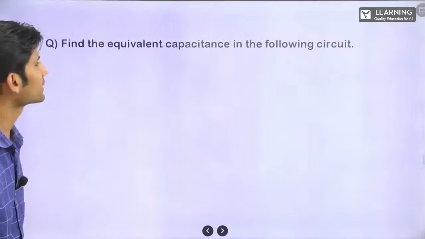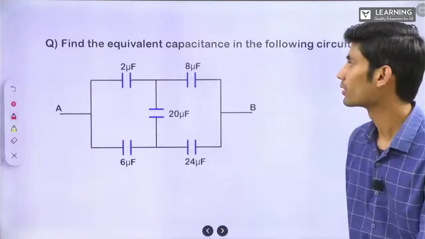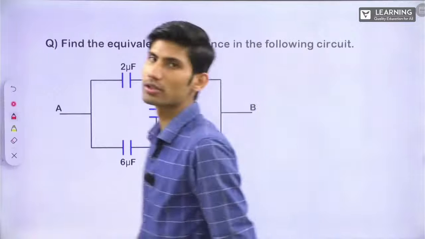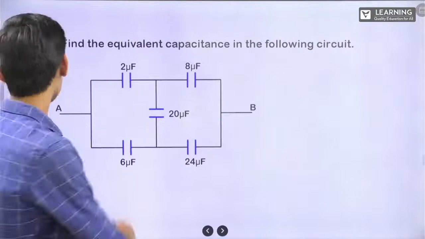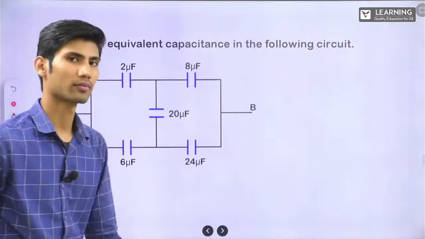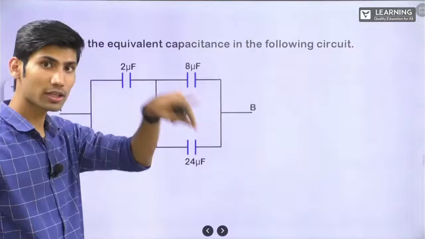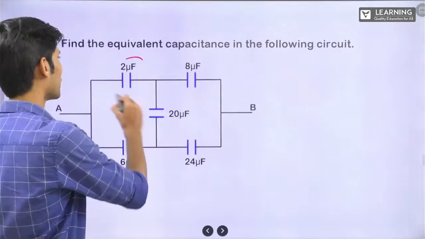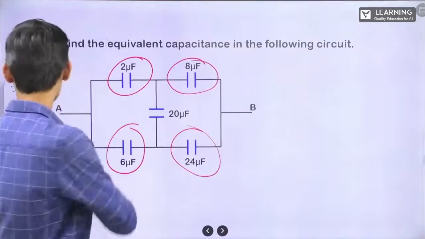Find the equivalent capacitance in the following circuits. This is the circuit. You have to find the equivalent capacitance. Now, if you don't know the Wheatstone bridge, you will not be able to solve it. It will be very difficult, complicated. So how to do? We know Wheatstone bridge. The very moment we get this question, the first thing we will see is the ratio of this and this, and the ratio of this and this. Fine. Let's find out.